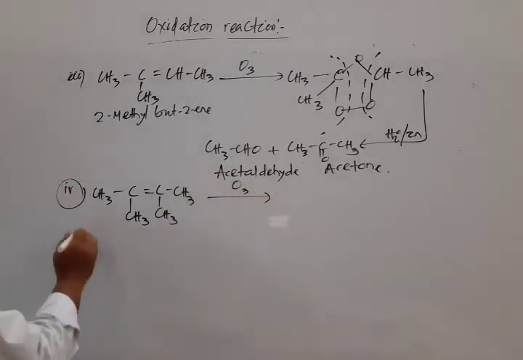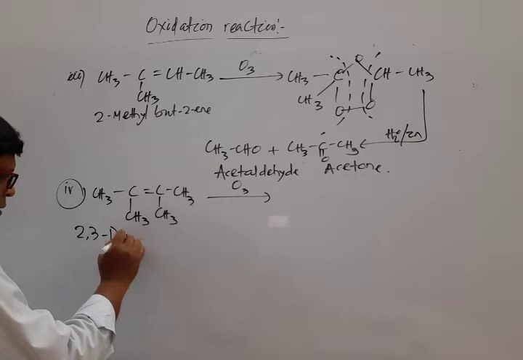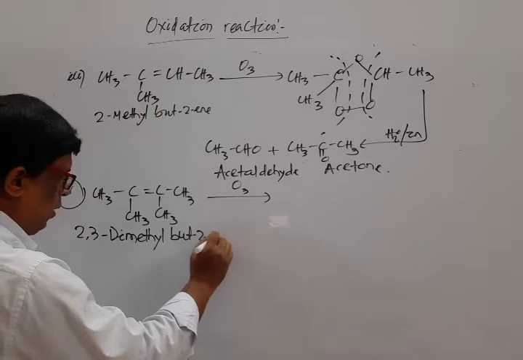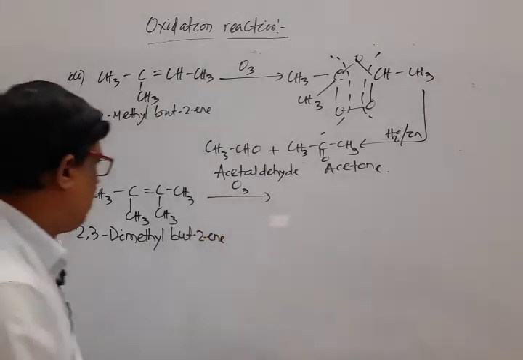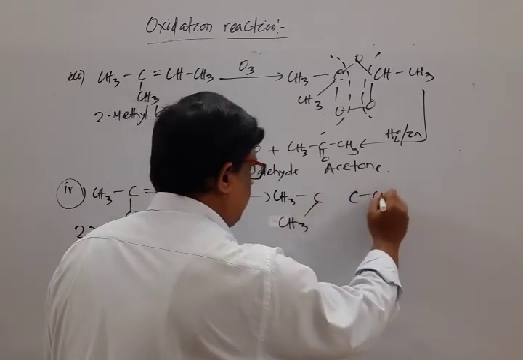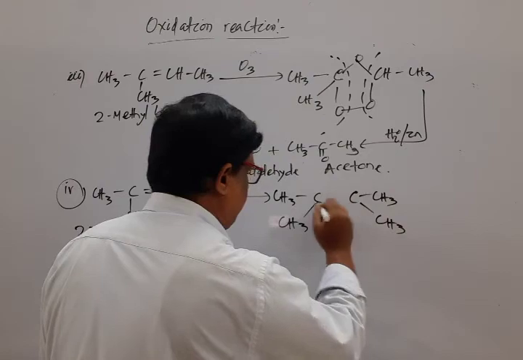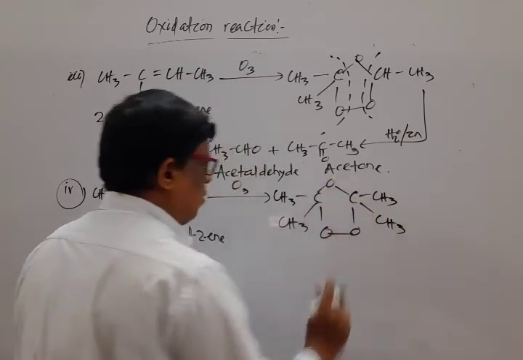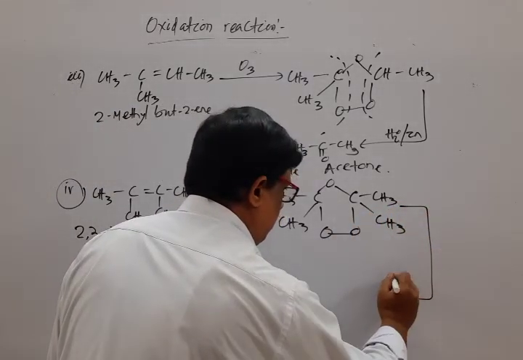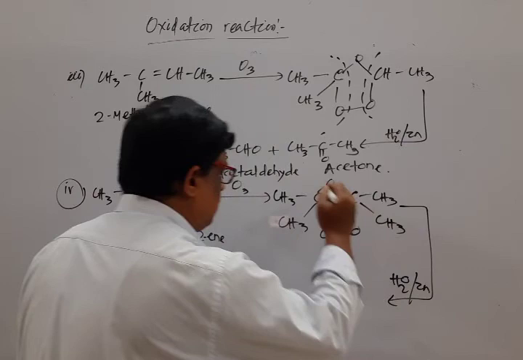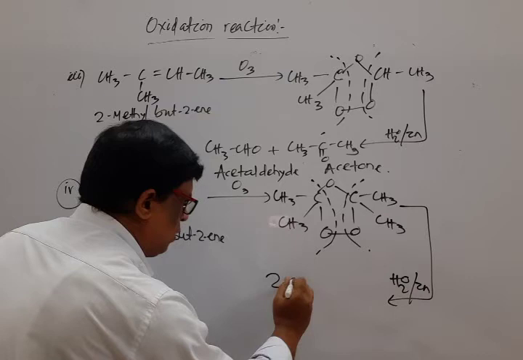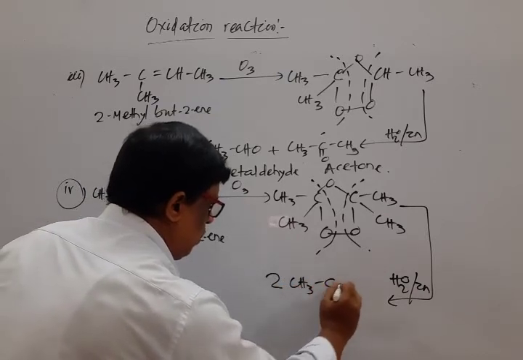Its name is 2,3-dimethylbut-2-ene. Mark that. What happened? CH3, the corresponding ozonide is formed. It is unstable. Again, followed by hydrolysis in presence of zinc dust. Mark that. This bond breaks, this bond breaks. That is 2 molecules of ketone.